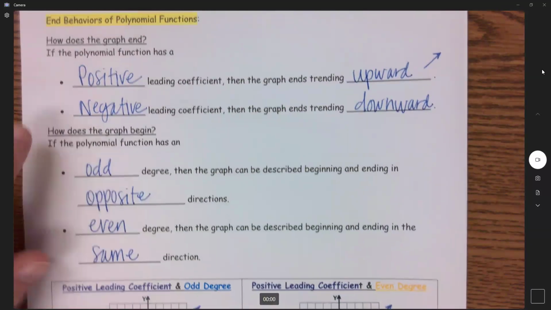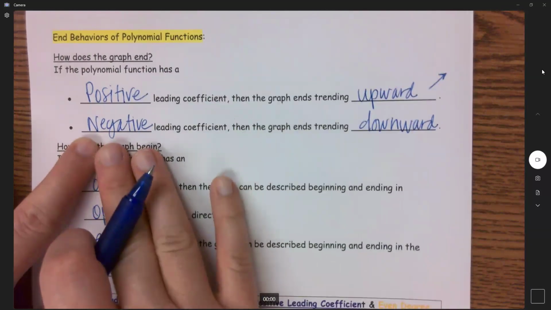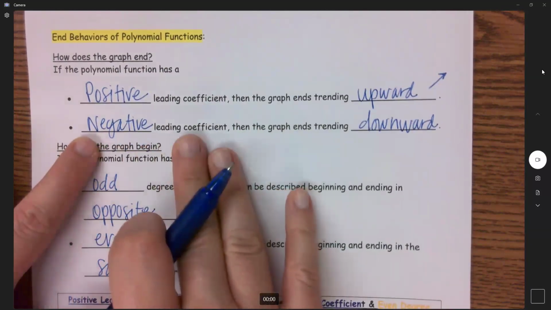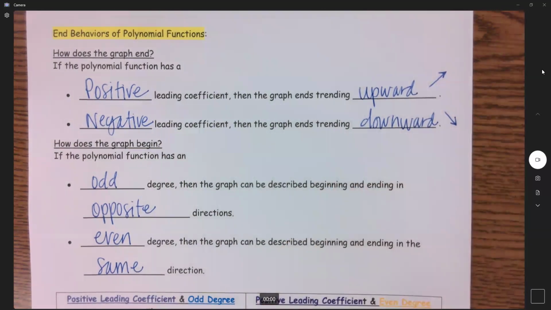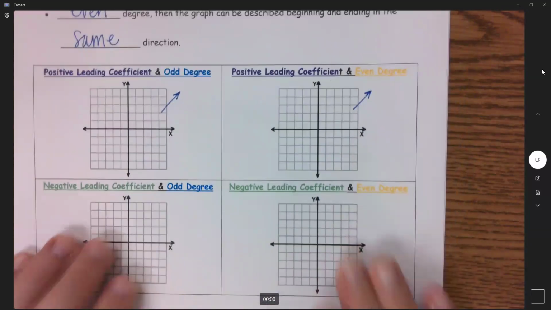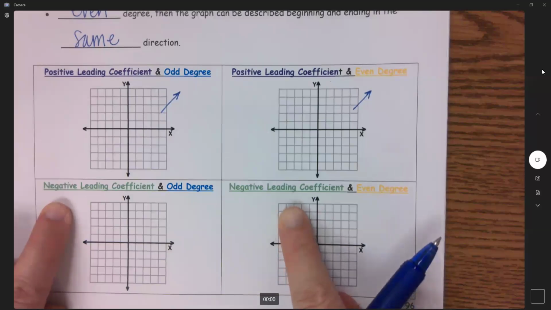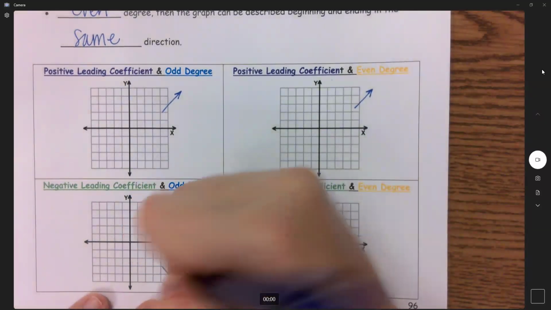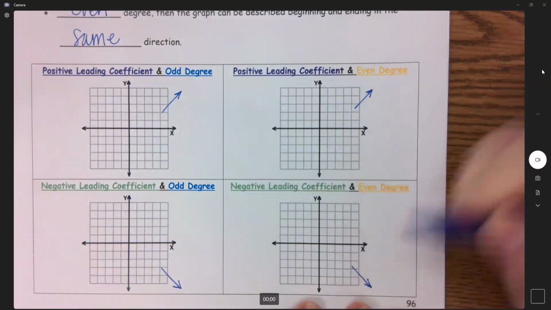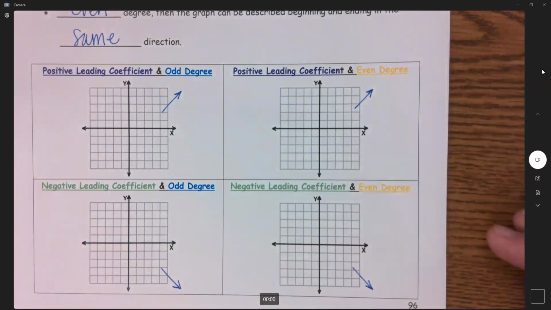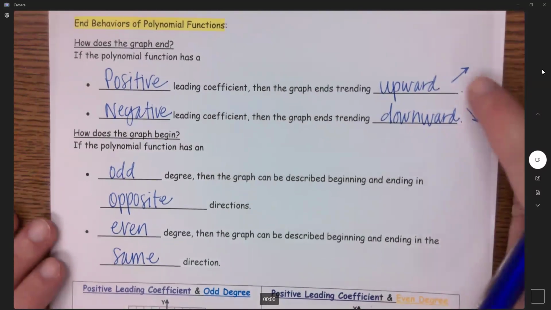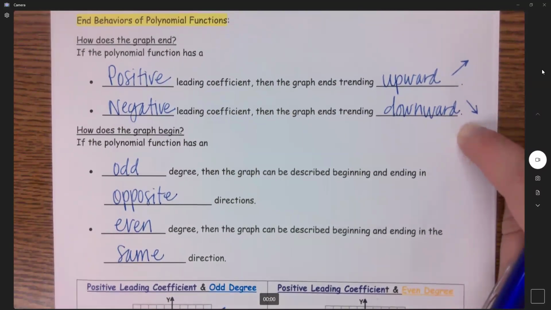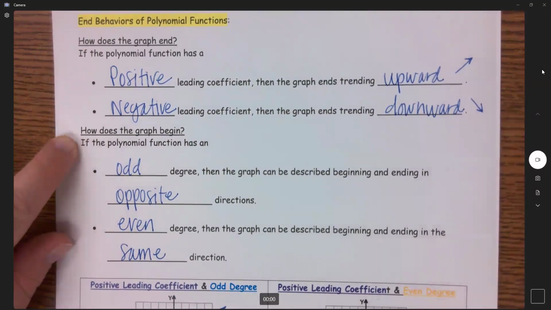Then opposite, if we have a negative leading coefficient, then the graph is going to end downward. So here we have negative leading coefficients. These end going down. So we want to start there. Once we figure out whether this graph is ending up or ending down, now I want to go back to the beginning and figure out how it begins.